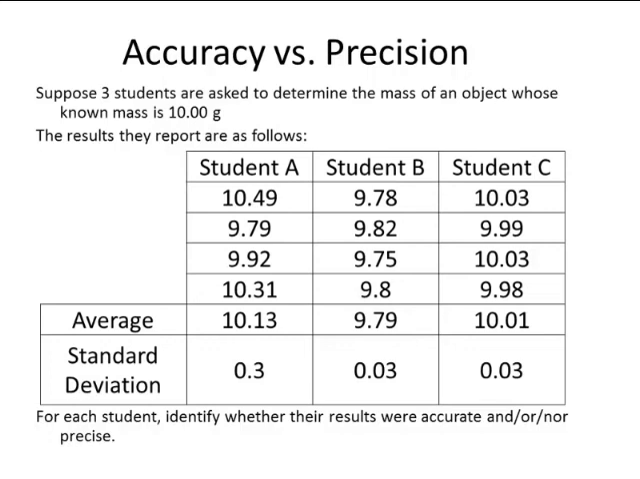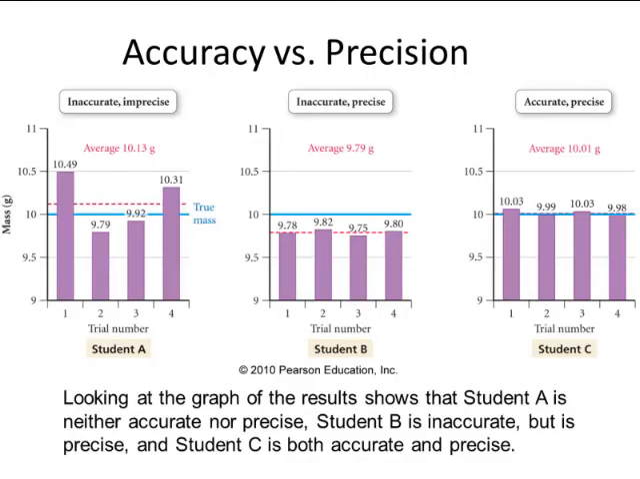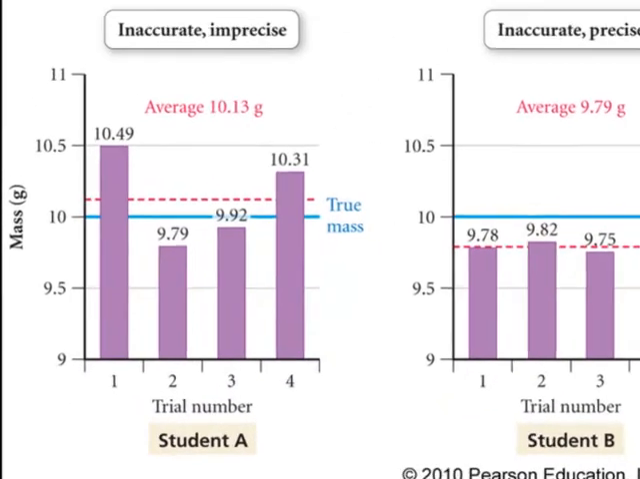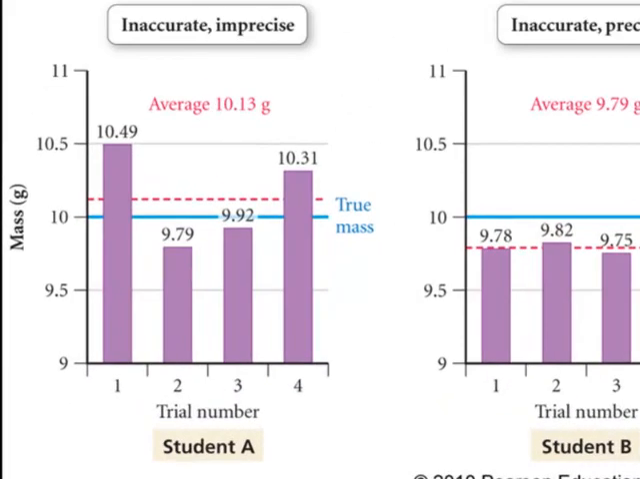Now another way to look at this sometimes is to look at it graphically. When we just have numbers without those averages and standard deviations, it's sometimes easier to see graphically the accuracy and precision of these. So in looking at these graphs, one thing to note is that the blue line is the line for the true mass of the object that they're measuring. We can see student A, their values are all over the place, so we know they're imprecise. Also, their average is above the true mass, so we know that their average is inaccurate.